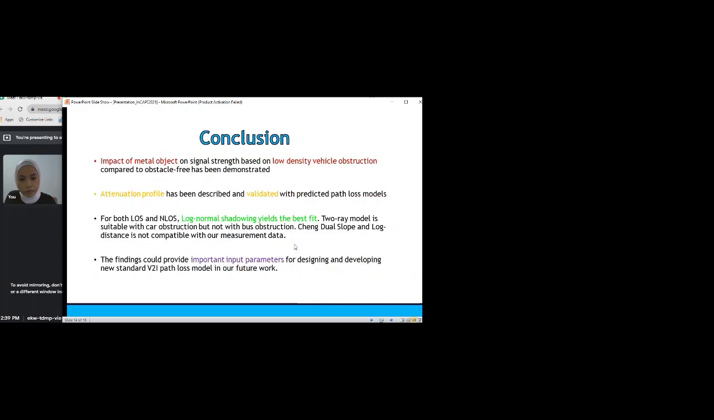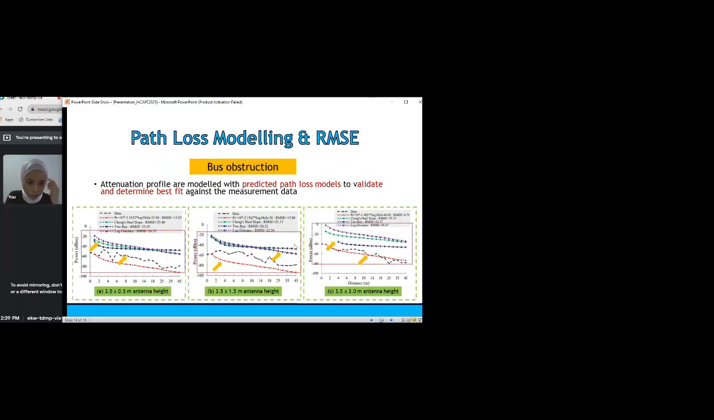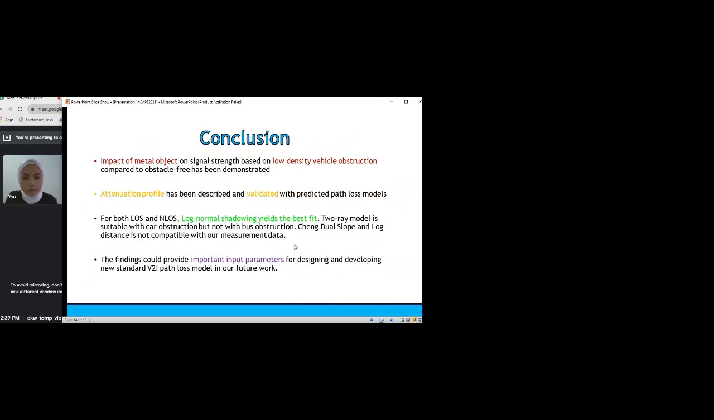Okay, what you can conclude from here is that log normal shadowing is the best. However, the two-ray model is actually quite consistent with car obstruction, but not with bus obstruction. Whereas triangle slope and log distance are not compatible with our measurement data. So from this we have demonstrated the impact of metal objects, or low density vehicle obstruction, and we also compared to obstacle free, and the attenuation profile has been described and validated with the existing predicted path loss models.